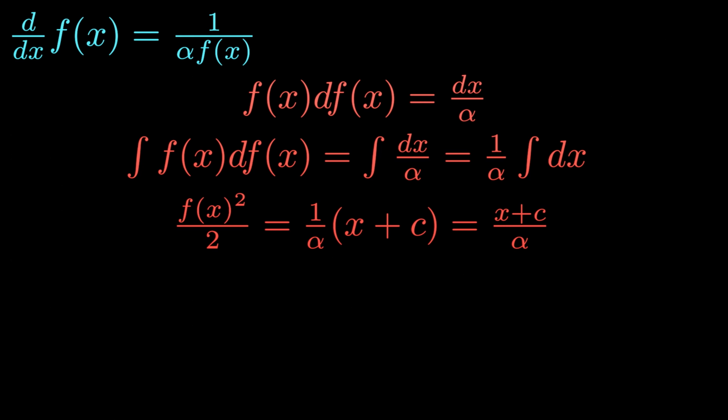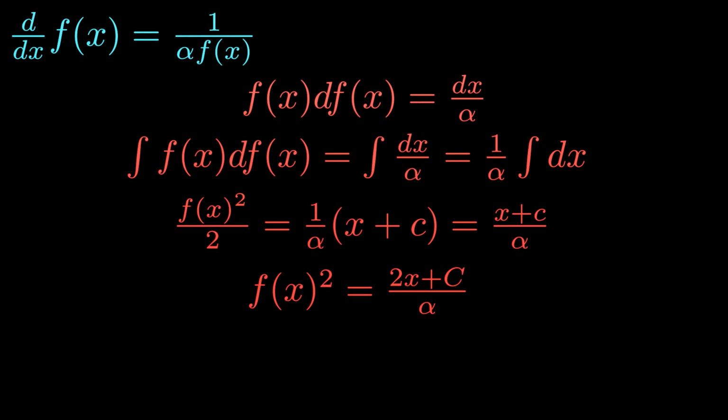And if we multiply both sides of our equation by 2, on the left hand side we have f(x) squared, and on the right hand side we have (2x plus capital C) divided by alpha. In the previous step we had x plus lowercase c, and in this step we now have 2x plus capital C after multiplying by 2. The reason is that if you multiply 2 by lowercase c, you just get another constant, and we're just going to represent that other constant with capital C. That's essentially why we went from lowercase c to capital C.